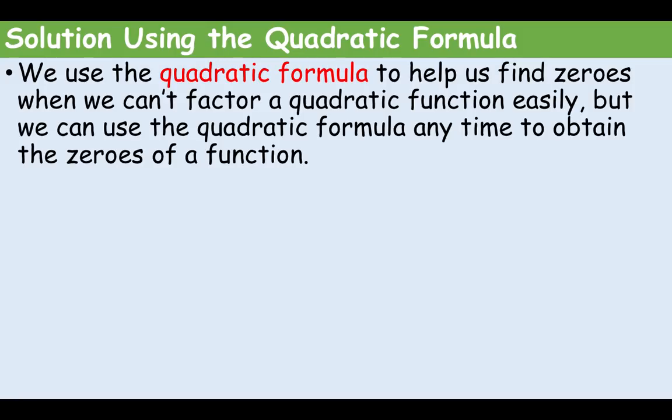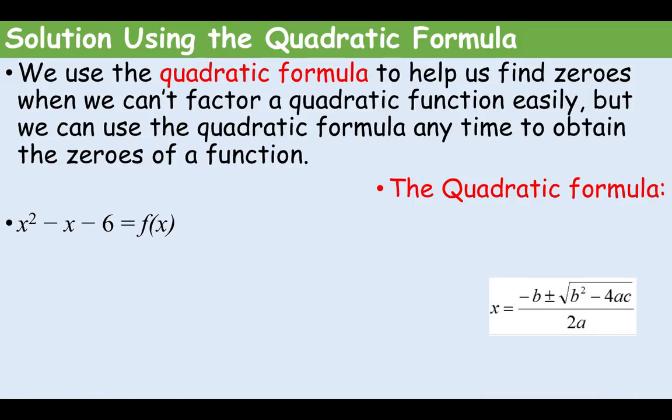Another thing that you should know, and that's going to come up later again, is the quadratic formula. We use it to help us find zeros when we can't factor a quadratic function easily. But we can use the quadratic formula any time to obtain the zeros of a function. Here is the quadratic formula. Basically, I'm returning to that problem that we just did, and I'm going to be using the quadratic formula to show you that we're going to get the same zeros as when we factored.